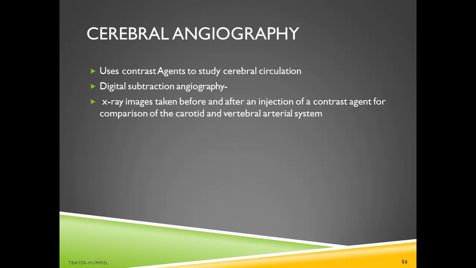Cerebral angiography uses contrast agent to study cerebral circulation. Digital subtraction angiography, a specific type of cerebral angiography. X-ray images taken before and after an injection of a contrast agent for comparison of the carotid and vertebral arterial system. Think about the considerations for patients receiving dye.